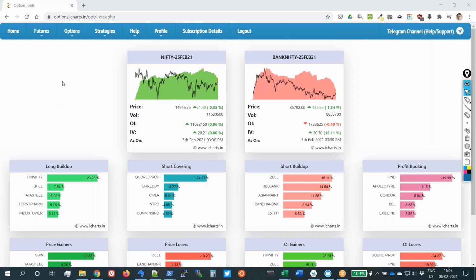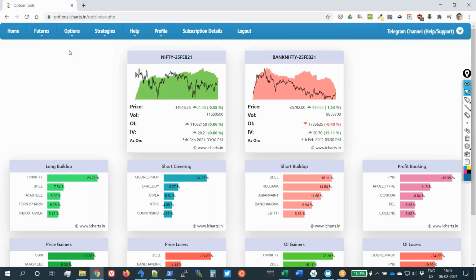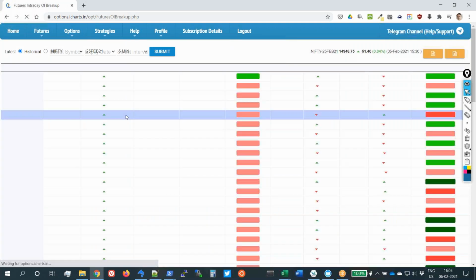Most of the tools I have already gone through briefly in our video 1, which is there on the help menu here in the introduction. So we'll go through whatever new tools are there, and I'll probably explain a little bit more about that. I think we had gone through this here. Futures OI scan also had gone through it. Let me take this one.